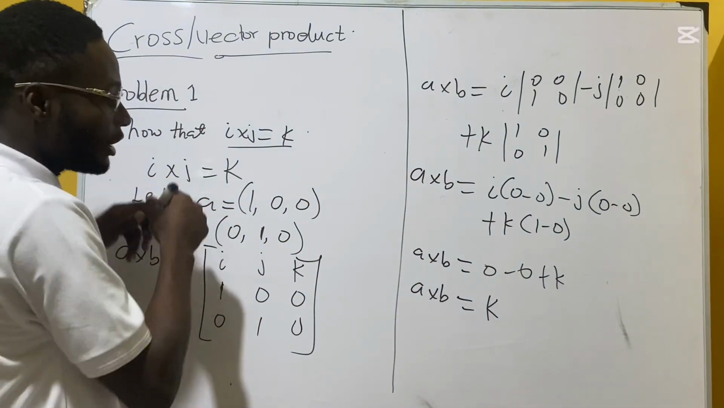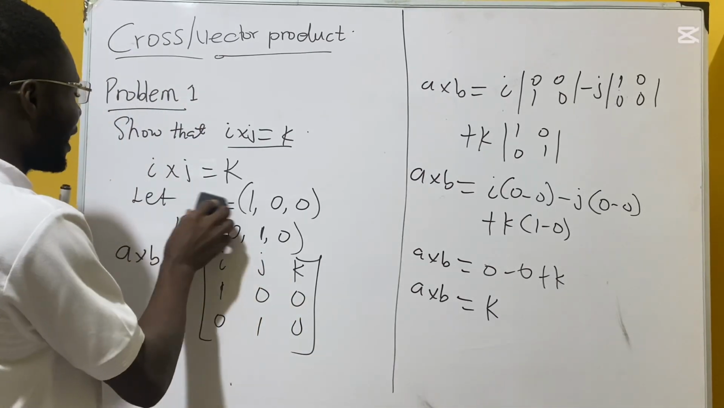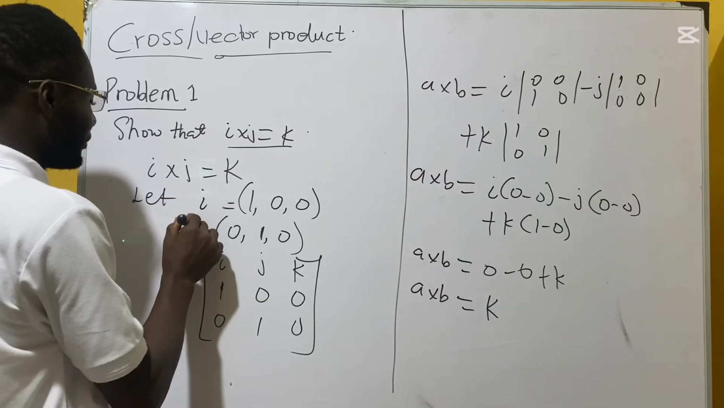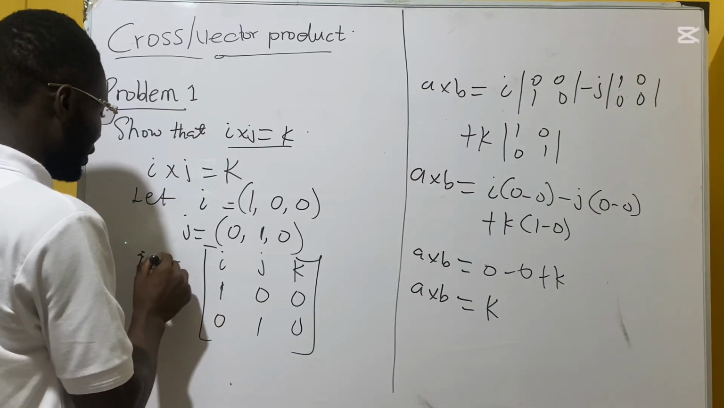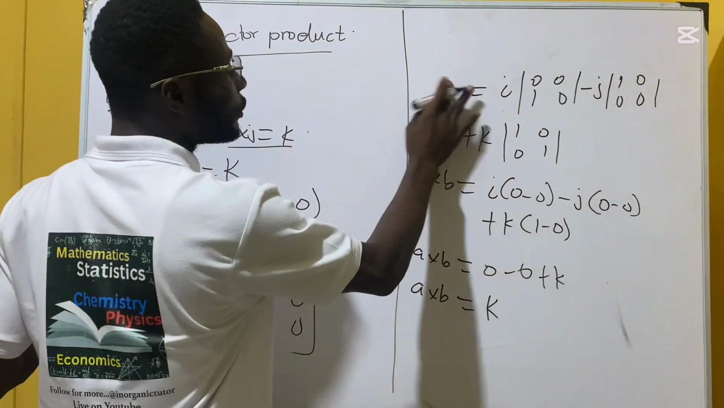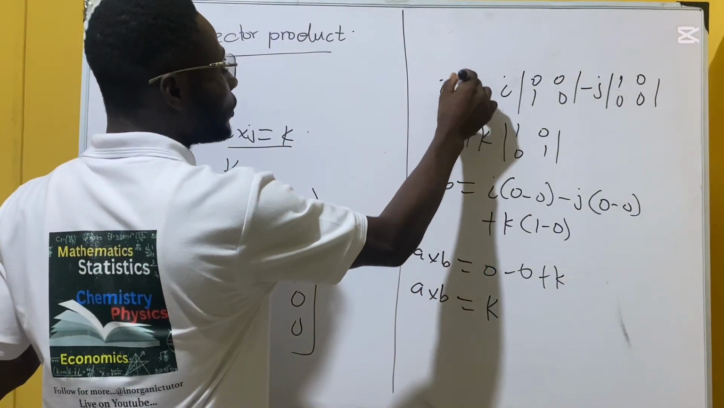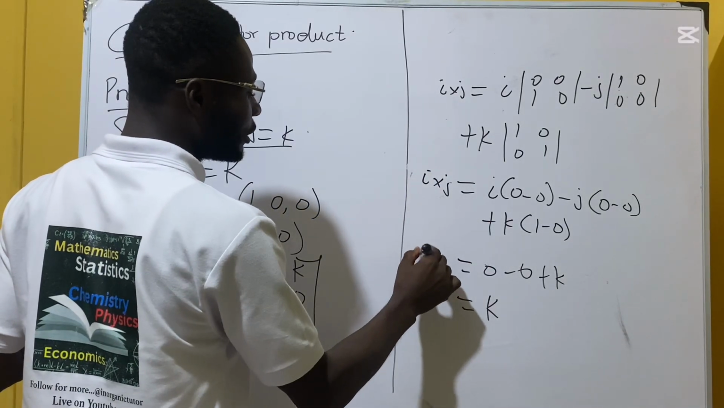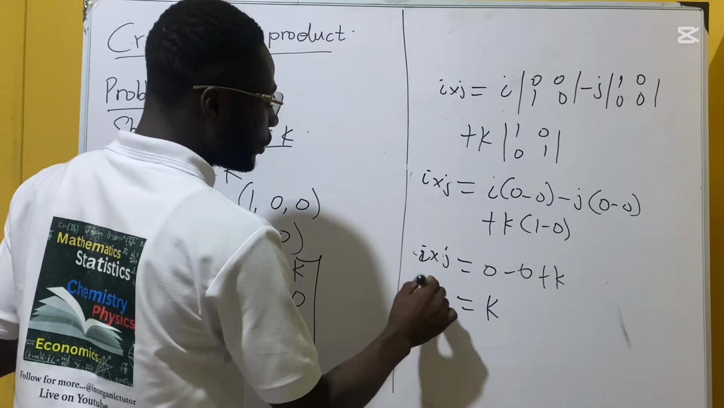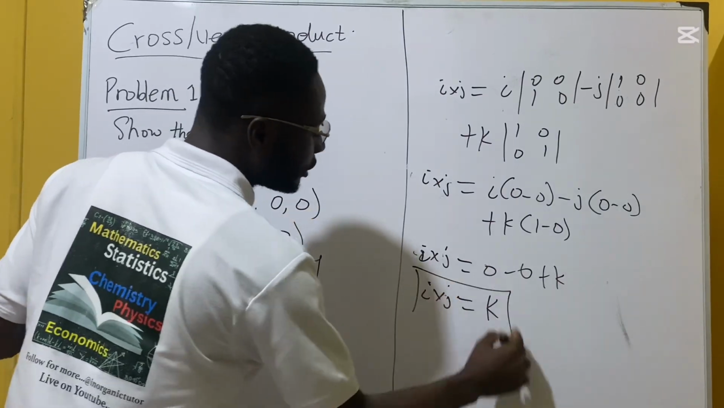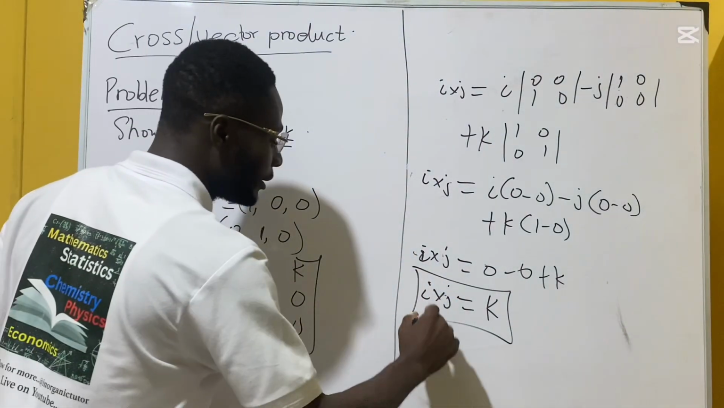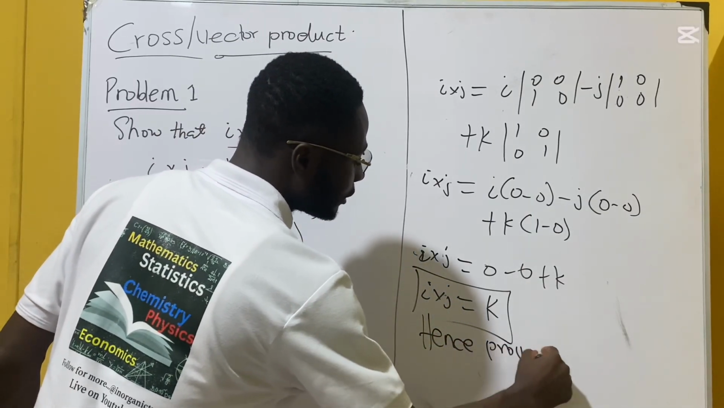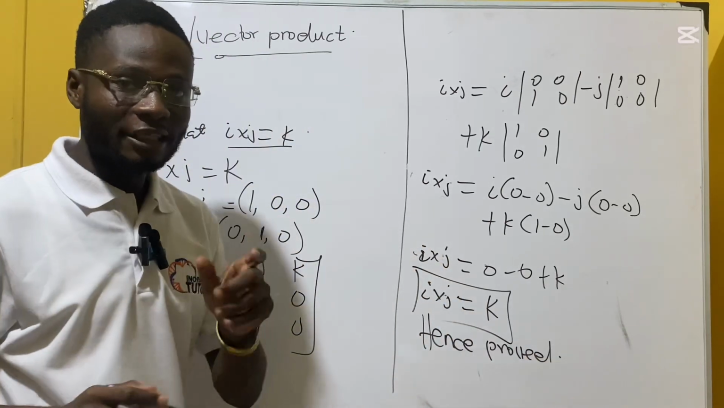So that is I cross J. So basically, let's use I and J, okay? Because we are trying to prove that I cross J is equal to K, okay? So this is supposed to be I cross J. Our representation is I cross J, okay? So that is I cross J is equal to K, hence proved. So that is the process.